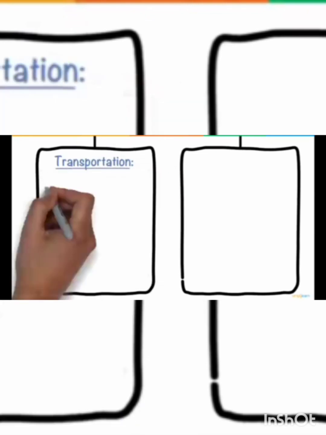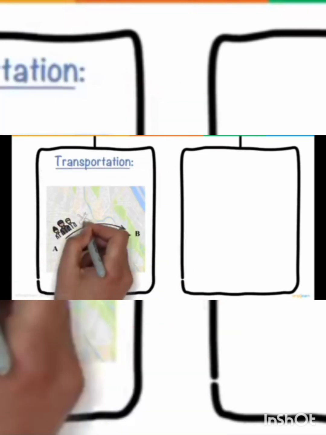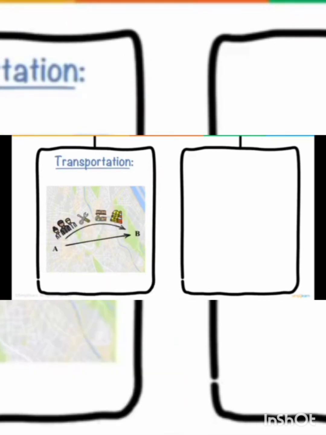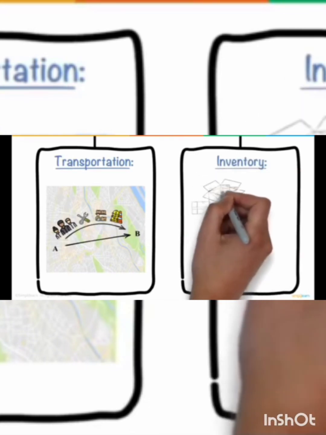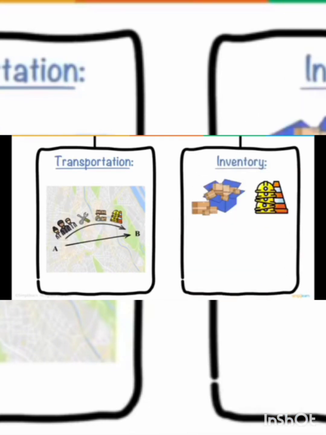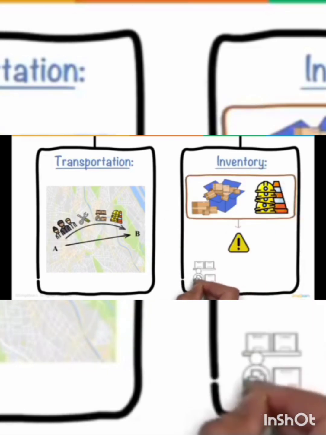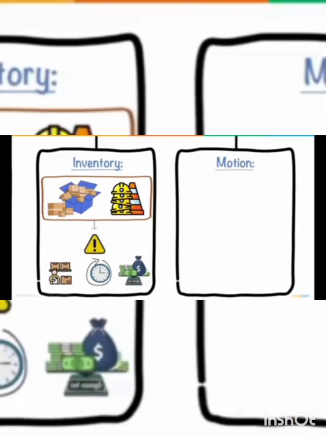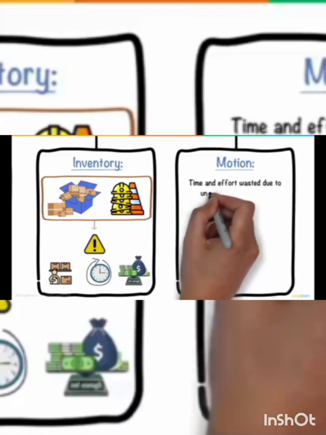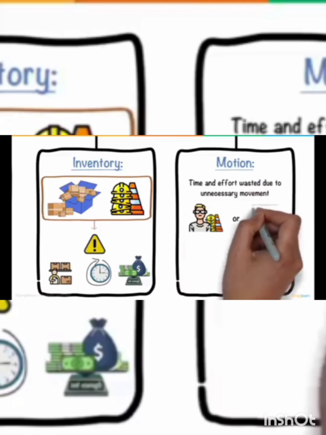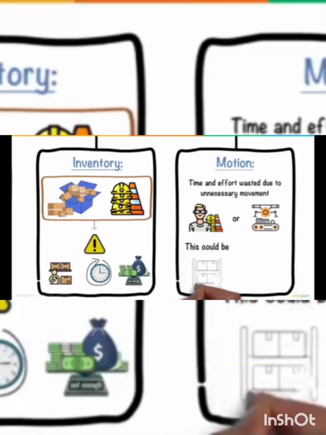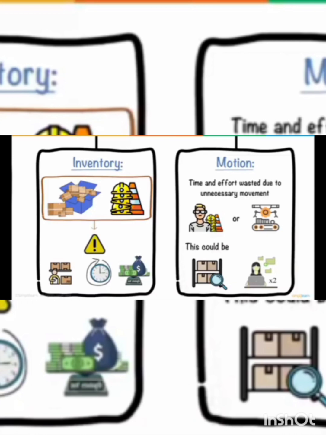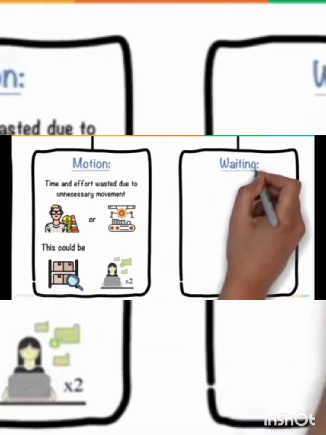So we are going to look at some important things which lead to 8 categories of waste. Transportation: this waste refers to the excess movement of people, tools, inventory, equipment, and components. If we have idle inventory, there is a cost to the company, and it leads to a reduction of profit. Coming to motion, the time and effort wasted due to unnecessary movement is called waste in movement, whether through people, machinery, or computer technologies.